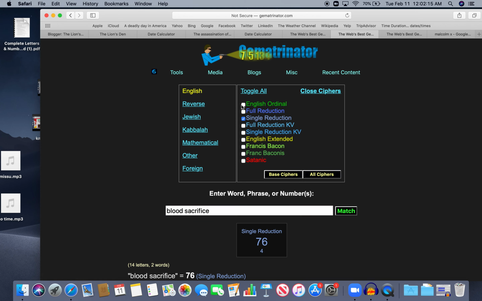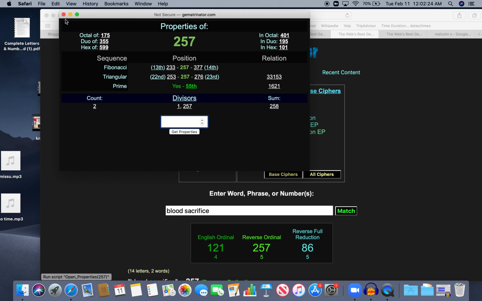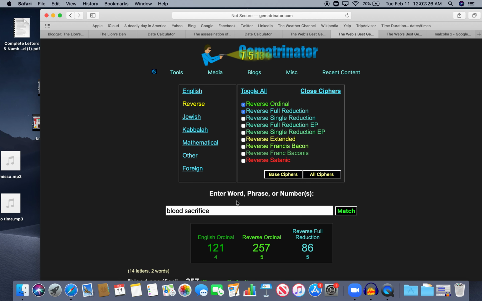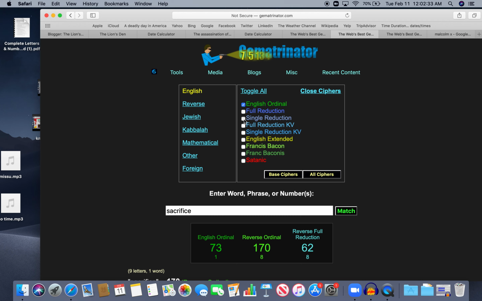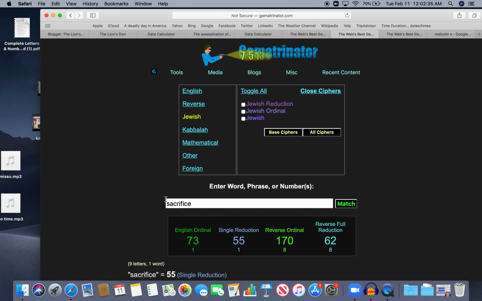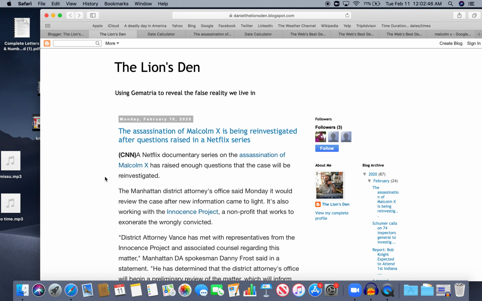right, equals 121 and 86. It also equals 257, which is the 55th prime coming up on the 55th anniversary. You know, sacrifice equals 55 as well, with the S exception. Coming up on the 55th anniversary of his death. Blood sacrifice for the gang. So let's go into the decode. Lots to decode here.